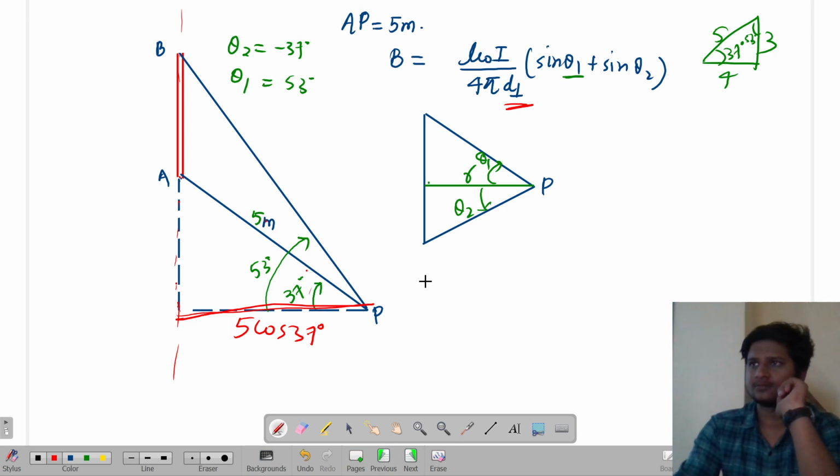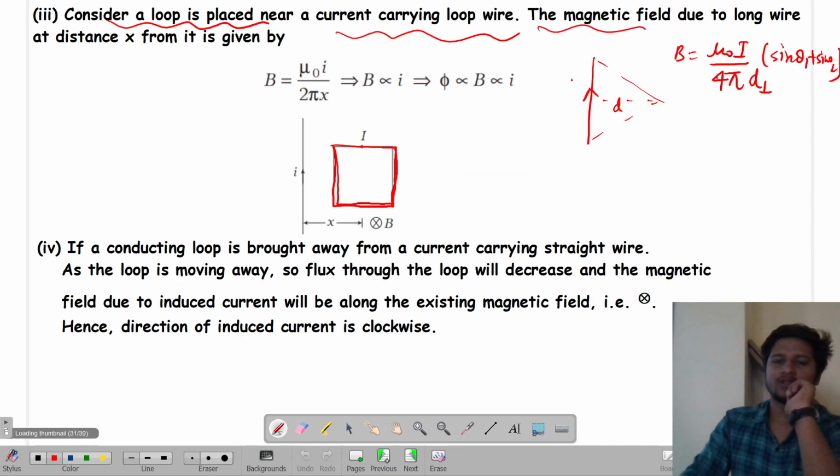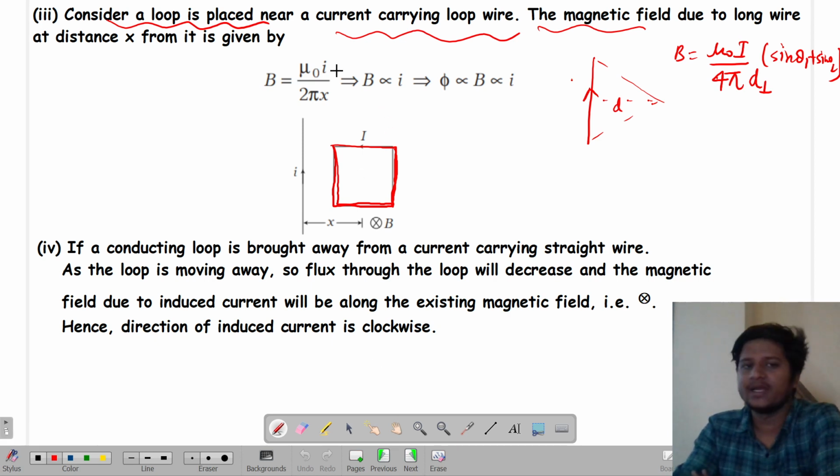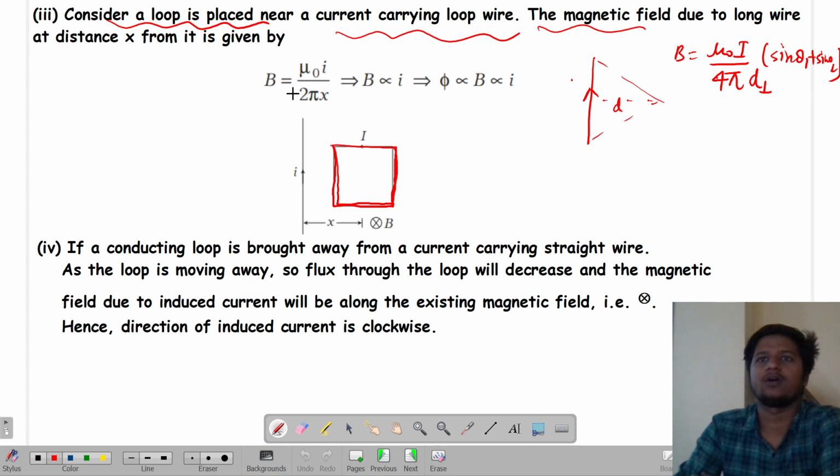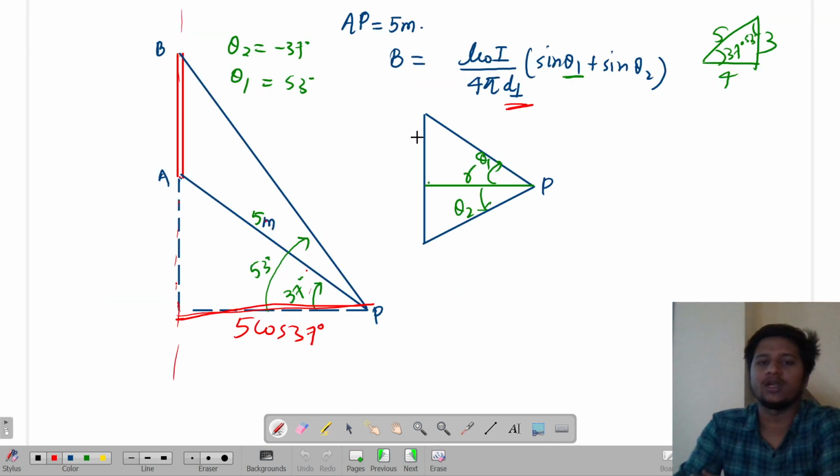Is it okay? Now move to the next point. So here, it is an infinite straight wire or not? Dhanush. If it is an infinite straight wire, theta 1 and theta 2 are what? In this question, theta 1 and theta 2 will become what, if this is an infinite straight wire?